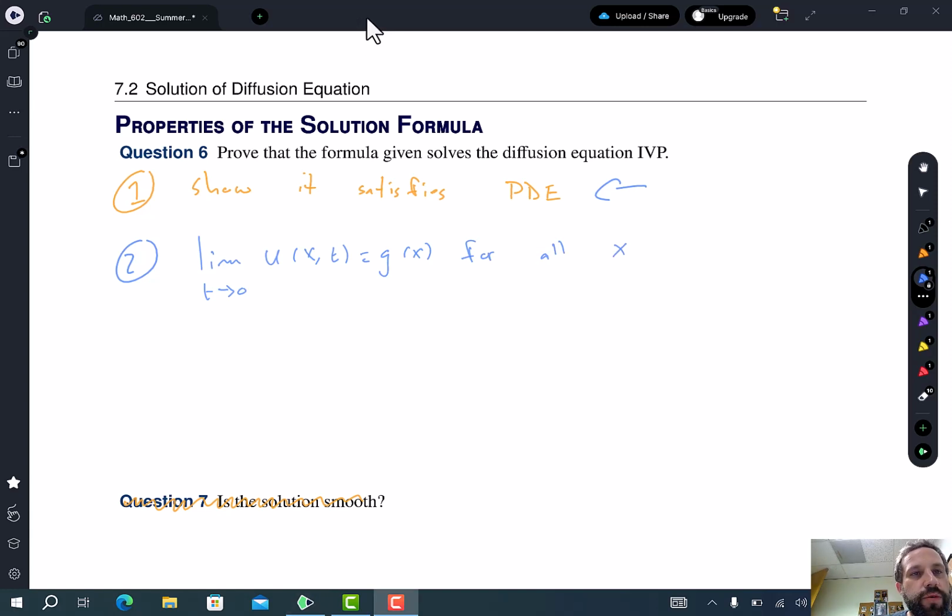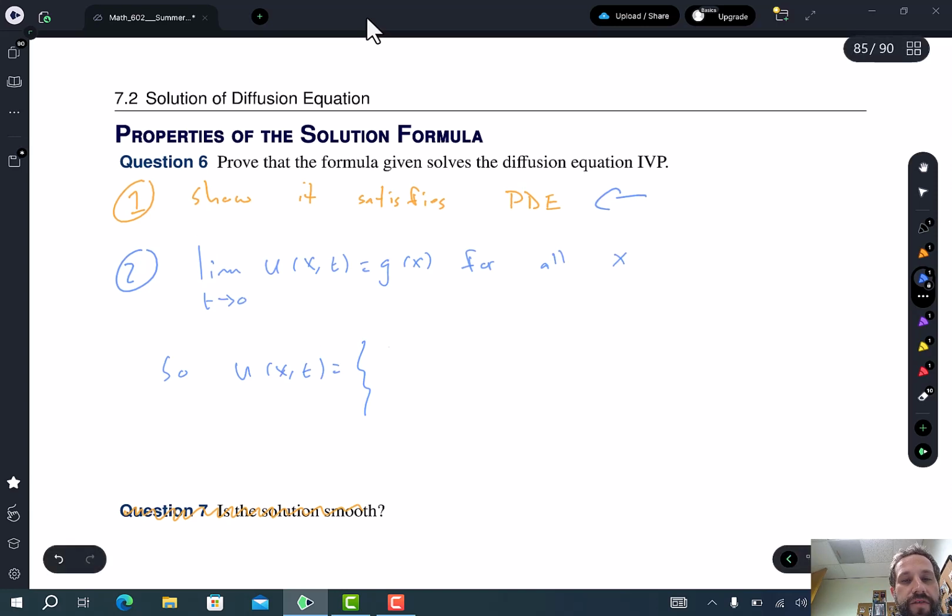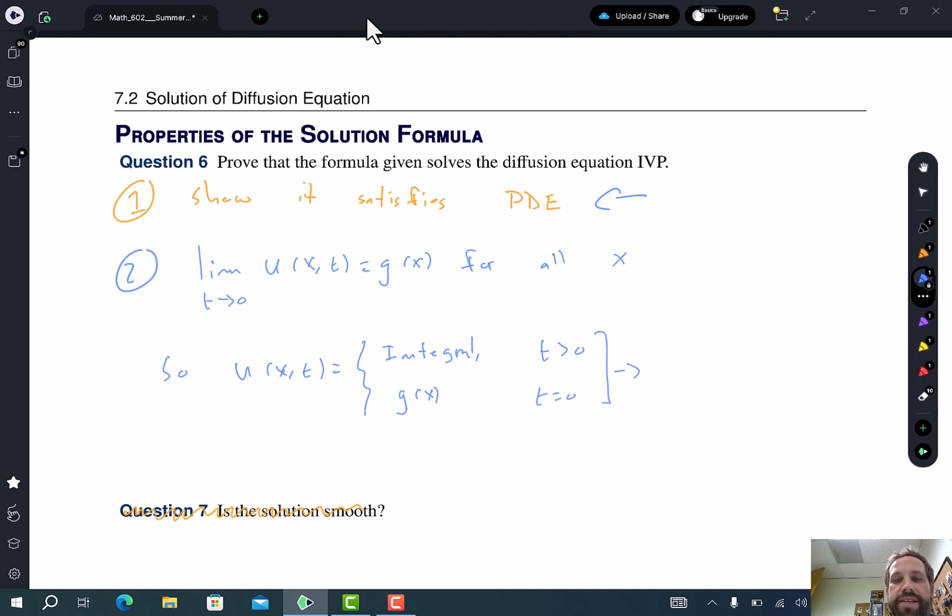Okay, and then U of x, t when t is greater than 0 is going to be defined by the integral. So the solution, when t is greater than 0, is going to be defined by the integral. And then when t is equal to 0, it's going to be g of x. Okay, and what we're saying is that this satisfies the IVP. It satisfies the initial value problem and is continuous.